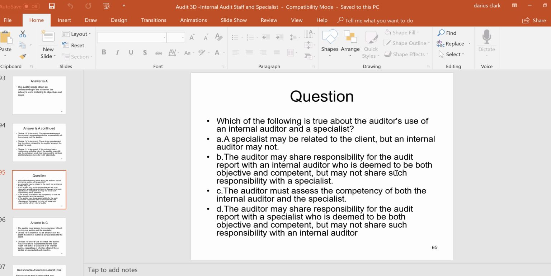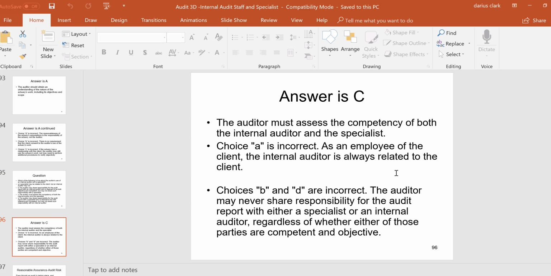What about the sharing of responsibility? Look at D. The auditor may share responsibility for the audit report with a specialist. No, we don't share responsibility for the audit report with anybody. This is our audit report, our opinion. We might hire the specialist, but not because we want to share responsibility. It's just because we don't possess the skill to do a certain substantive test or two that we think the specialist could help with, but we're not sharing any audit responsibility with them. We're still responsible for our opinion, whether we use a specialist or not.